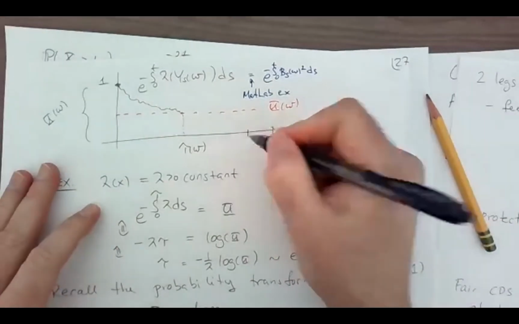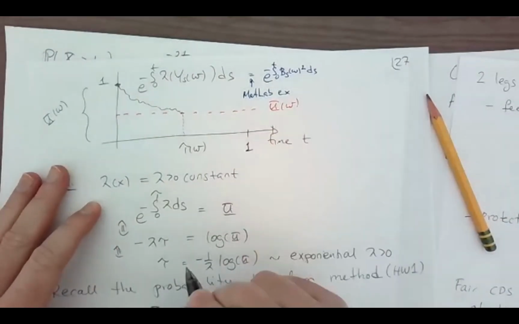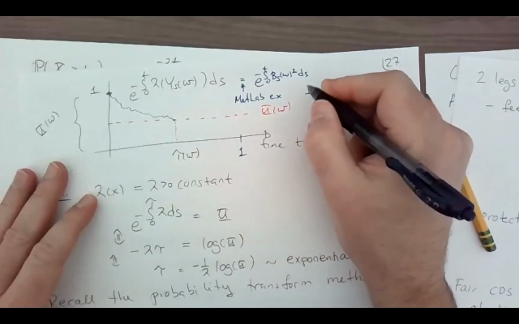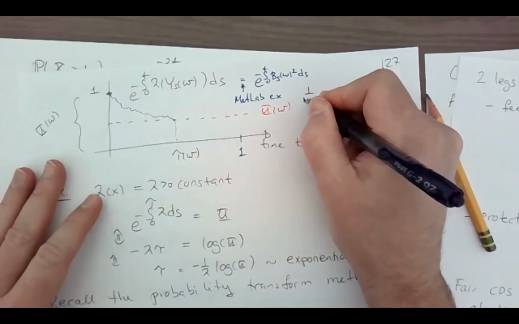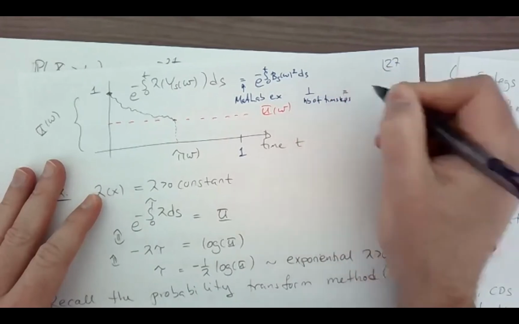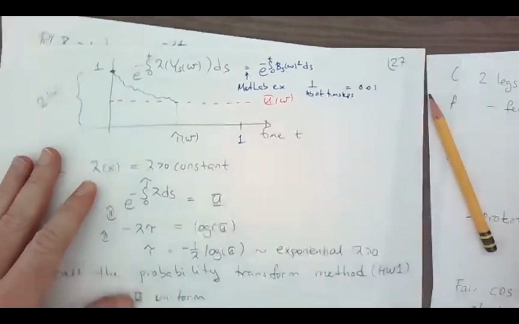And I have here, I think I had a 1 year time horizon. I had 100, 1 over the number of time steps. It was equal to 0.01.